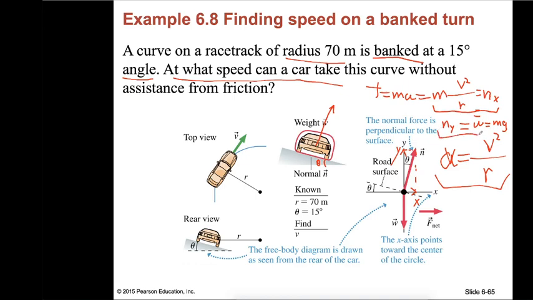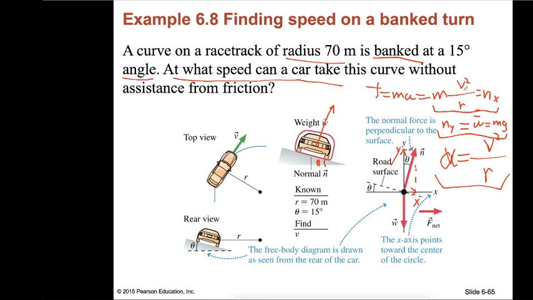Okay, this is another equation. In this equation, it describes the nx, and here it's ny. And you know, nx over ny is tangent 15 degrees in trigonometry, because this angle is 15 degrees. So nx over ny, that's tangent 15 degrees.